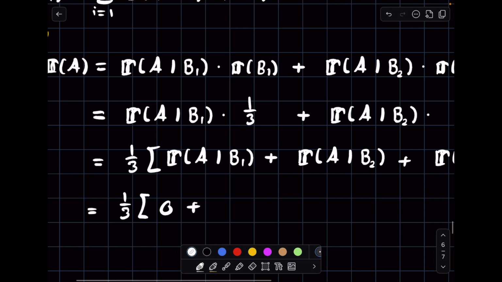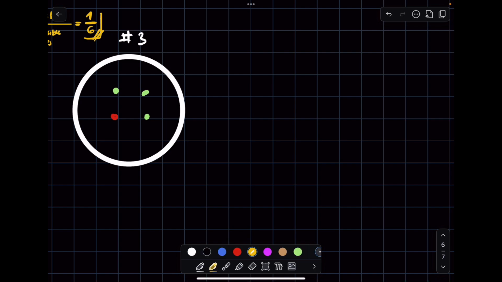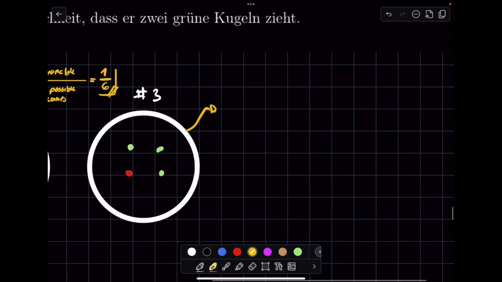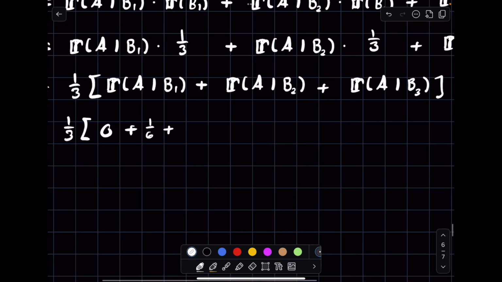So we do here 1/6 plus. Now let's do the same thing over here. In this case, we have 4 marbles, and we have 2 draws. That's all the possible outcomes. Then we have 3 green marbles, and we have 2 draws. If we put it, we're going to get 3 over 6, which in this case is 1/2.